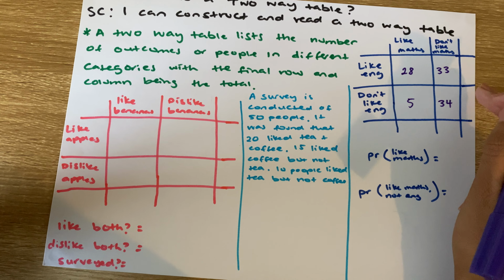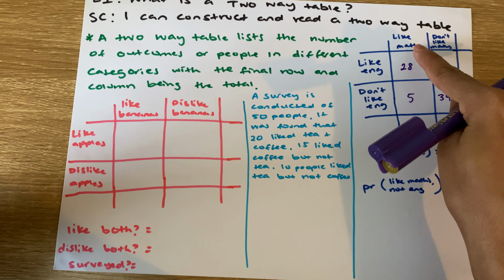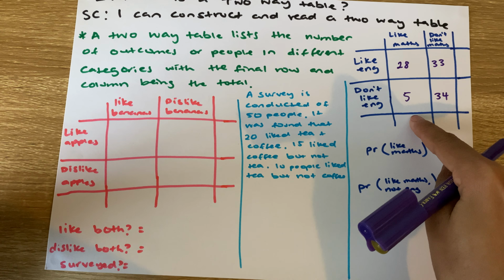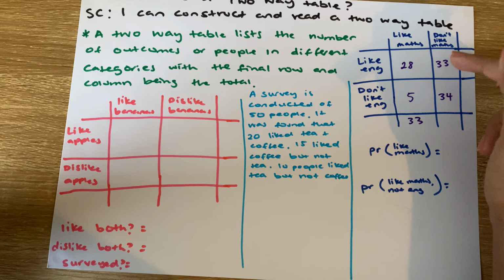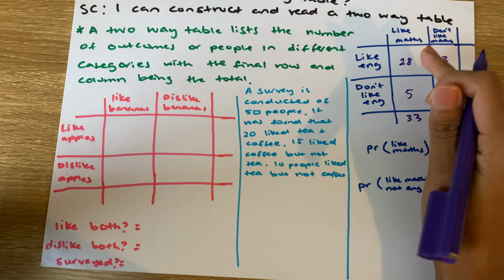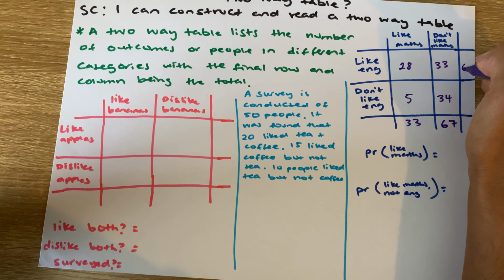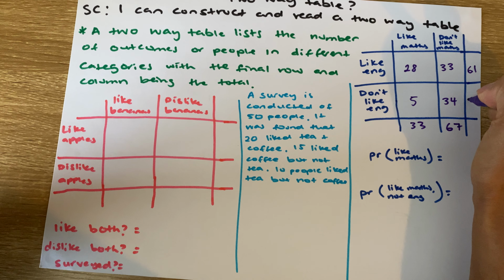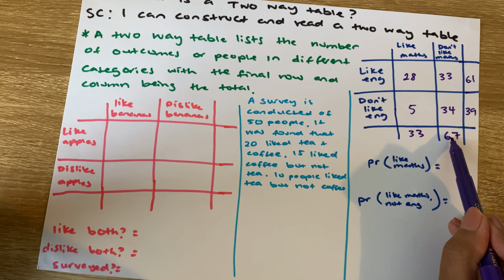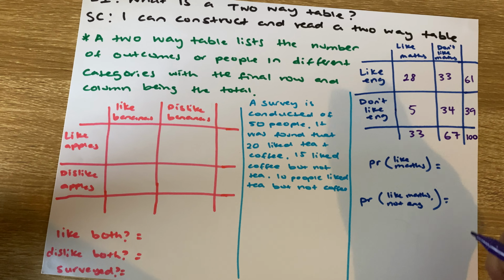Okay, so from this information, we can figure out our totals. We add up our numbers this way to figure out this one. So 28 plus 5 is 33. 33 plus 34 is 67. And then we do the same for our rows. 28 plus 33 is 61. 5 plus 34 is 39, which means these two numbers when we add them up and these two numbers when we add them up should give us the same number, which means we surveyed 100 people.